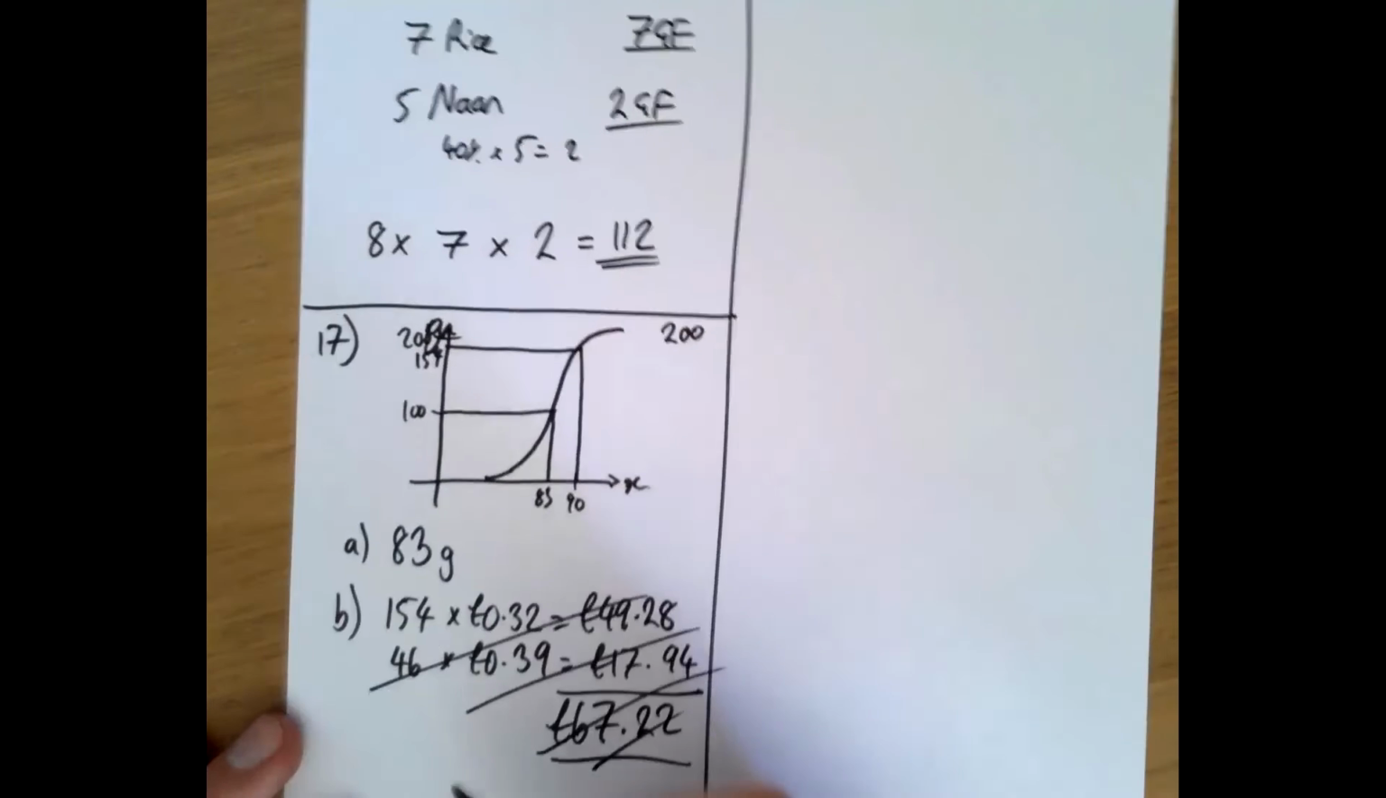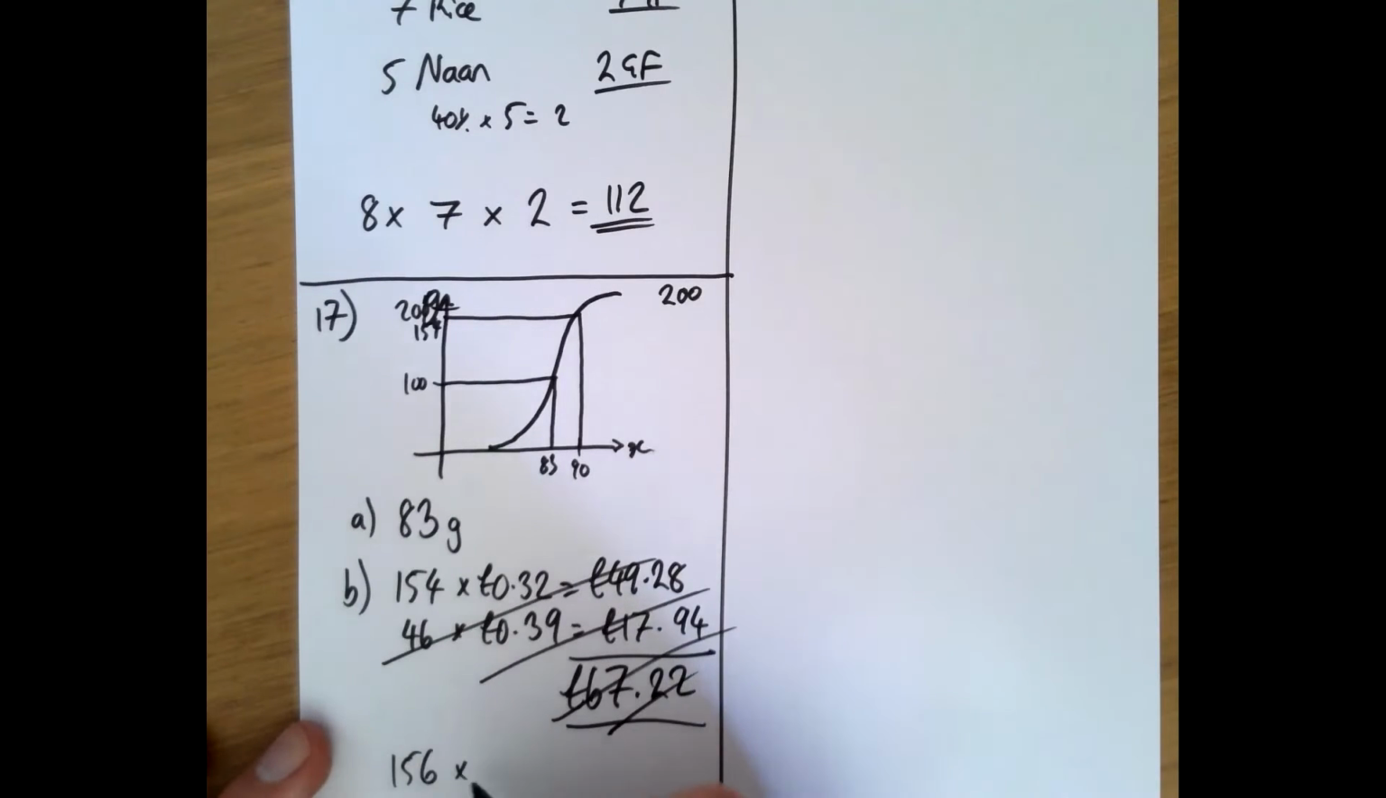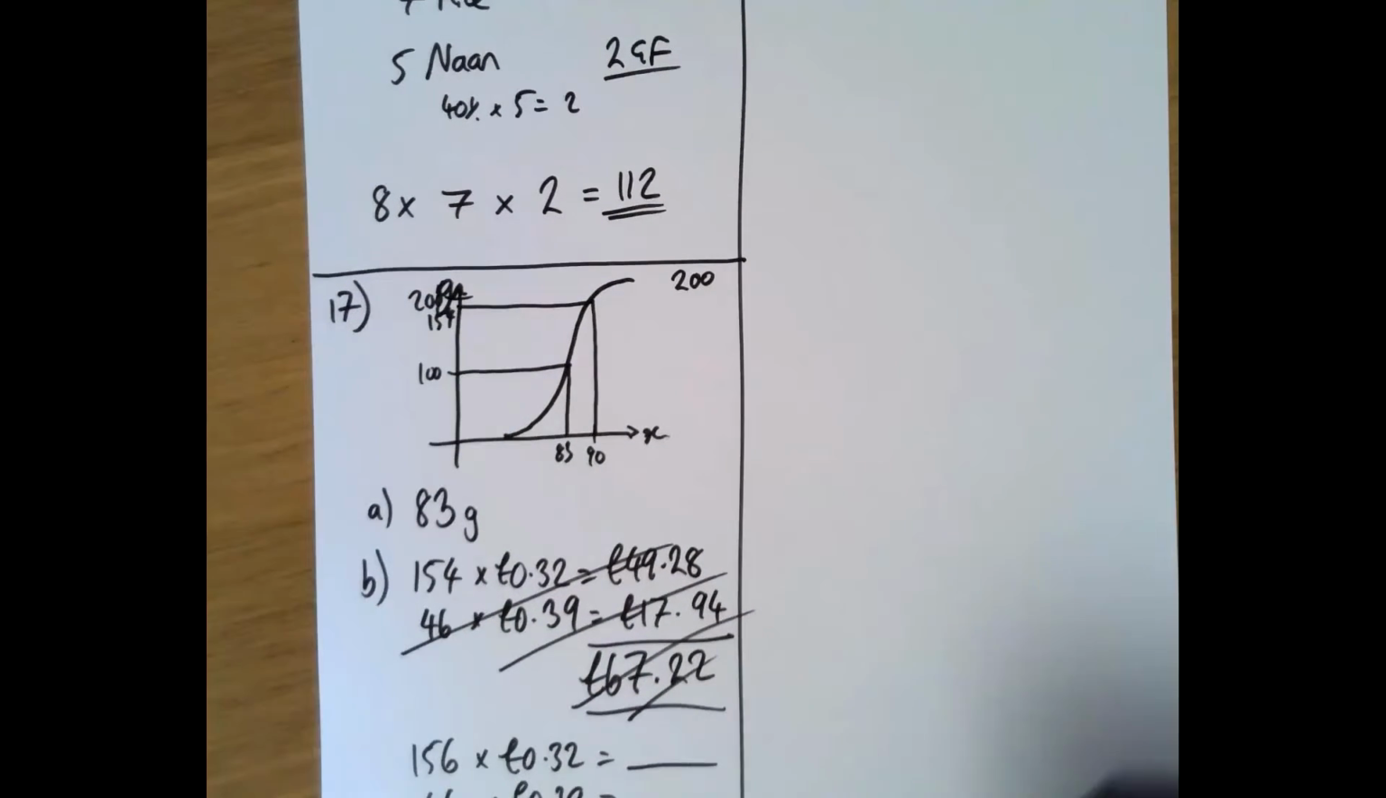156. So it's 156 times 0.32. This one should be 44 times 0.39. Add those two together, and then you should get the answer, which is £67.08. Apologies about that one. Okay, hopefully that makes sense to you though. I just misread the scale.